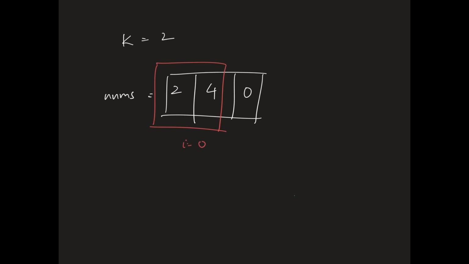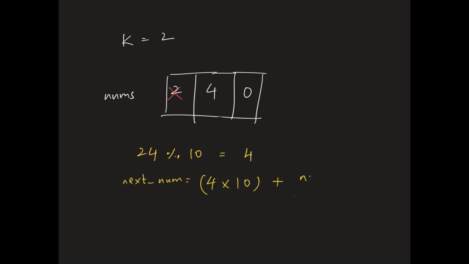Given number 240 and the window length k 2, initial window is 24, which is the current number. To remove the leftmost digit 2, we calculate 24 mod 10, which gives 4. Now we multiply this by 10 to shift the digits and then add the next digit, which is 0. Now the new number is 40.